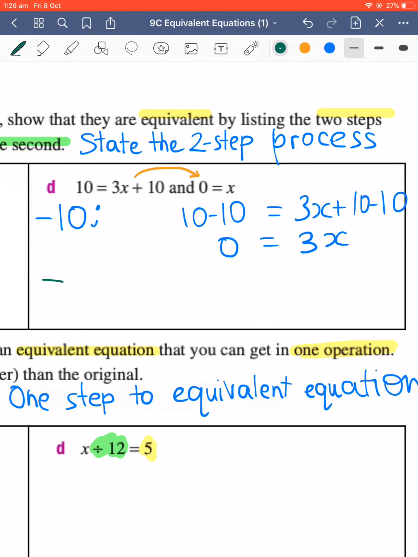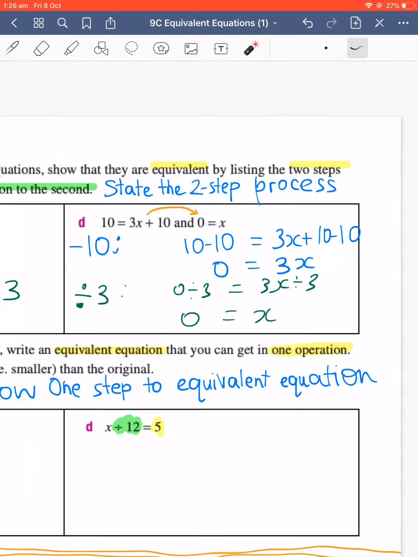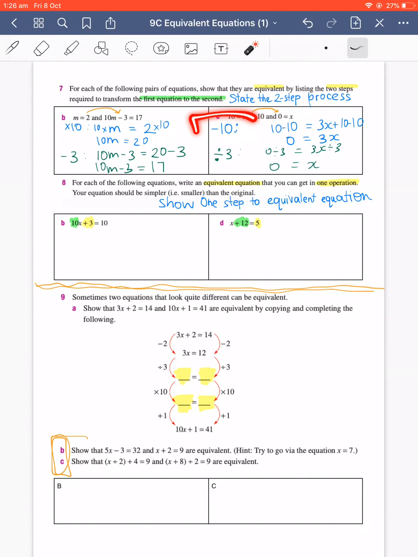So the way that I can do that is to actually divide by 3. So if I've done that, I do my 0 divided by 3, which gives me 0. And then I've got 3x divided by 3, which the two numbers cancel each other out, so I end up just with x for this one. Boom, I am done. And again, what you would write is, this is the process: minusing 10 from both sides and then dividing it by 3.